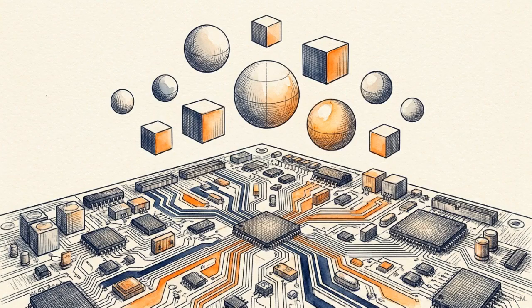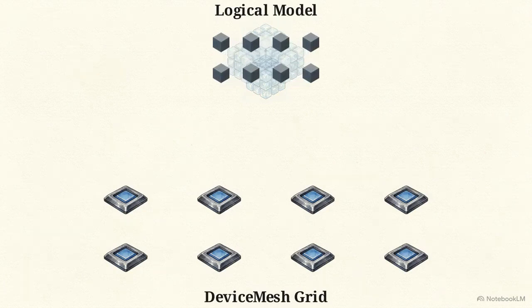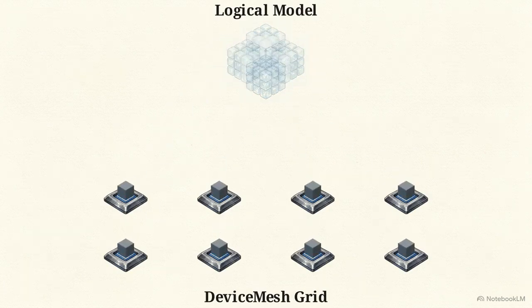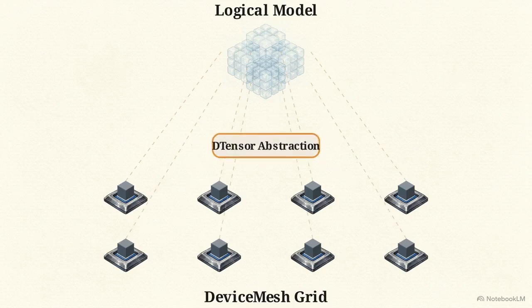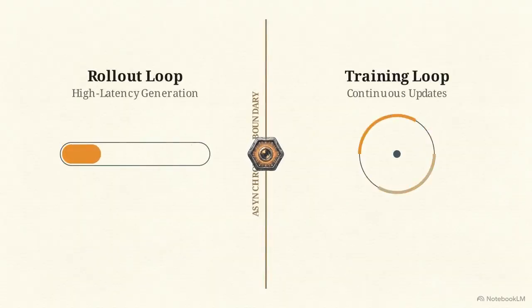Because these primitives are mathematically abstract and decoupled from specific hardware, they enable massive distributed infrastructure. Systems like fully sharded data parallel use DTensor abstractions to shard model parameters across a device mesh. This architecture maintains the researcher's logical model while distributing the physical memory across a cluster. As we move toward agentic reinforcement learning, these same structures support asynchronous actor meshes. Libraries like TorchForge leverage this architecture to decouple high-latency text generation from continuous weight training.